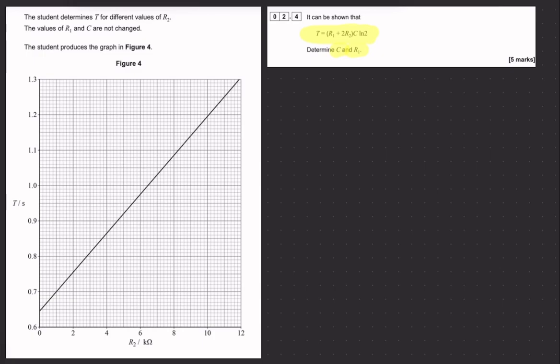What we're always going to need to do in questions like this is to compare the equation they've given us to the equation of a straight line, that is y equals mx plus c. Now, looking at the equation they've given us, it's not quite in that format yet because of the brackets, so we're going to need to expand the brackets out and see how it looks after that. So t is equal to r1 c log 2 plus 2 r2 c log 2.